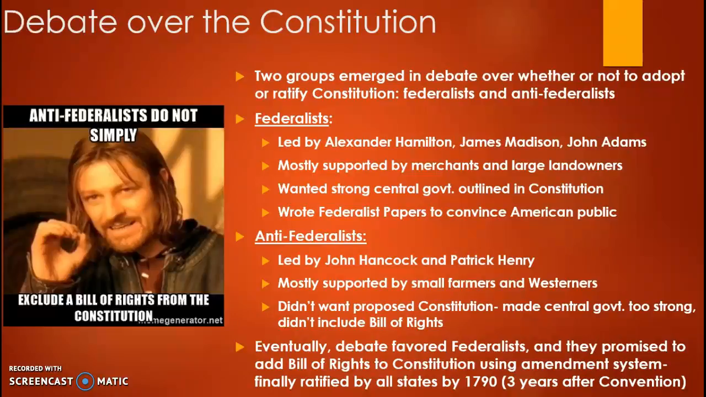They had promised to add a Bill of Rights to the Constitution using the amendment system that we still use today. So Federalists said, okay, that's fine as long as it's done on a quick timeline. And it was finally ratified by all states. Rhode Island was the last holdout, by 1790, which was a full 3 years after the Constitution. So you can see this was a huge debate that took years to actually put into place.